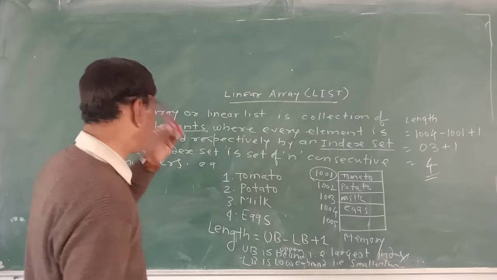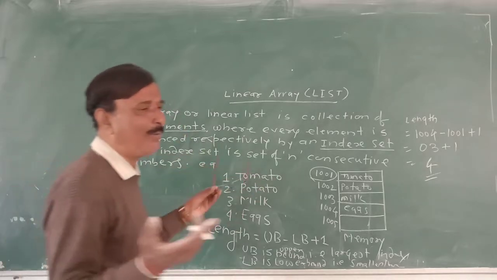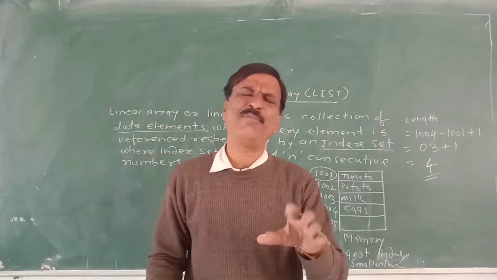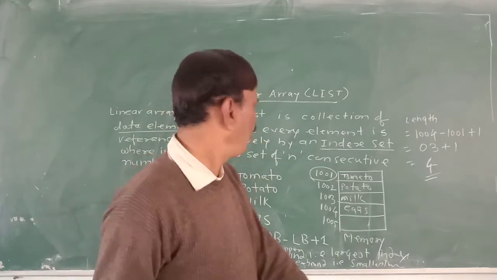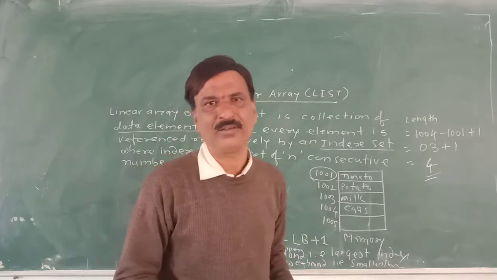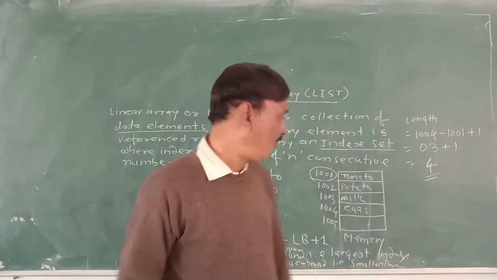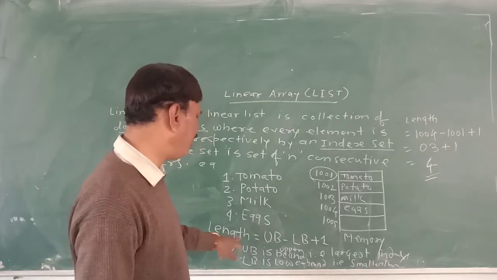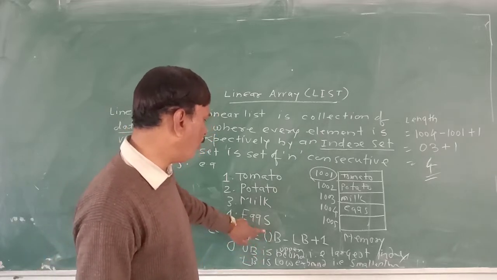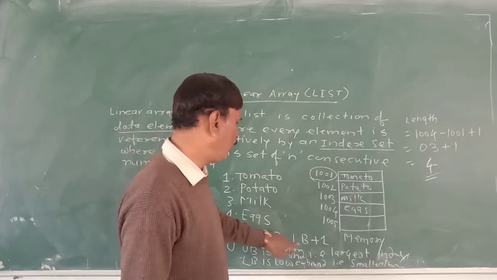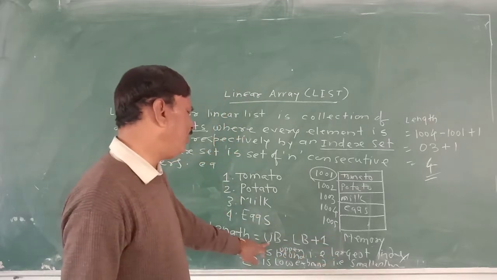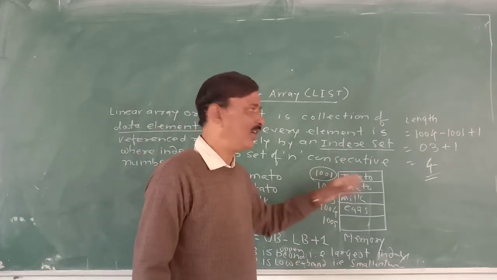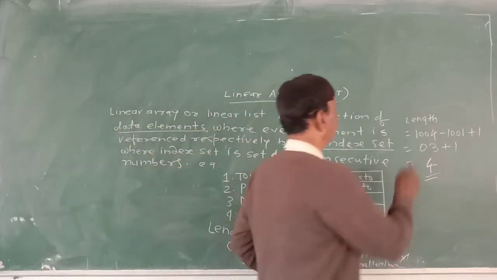So a linear array is a linear collection of data elements where every element is referenced respectively by an index set, and elements of the array can be stored in consecutive memory locations. We need not remember the address of every element, and the length of the array can be obtained by the index set formula, that is length is equal to UB, upper bound, minus LB, lower bound, plus 1. Upper bound is the largest index, lower bound is the smallest index.